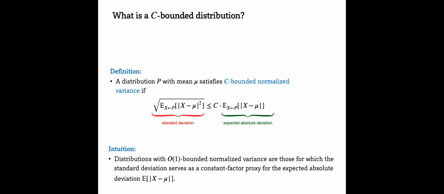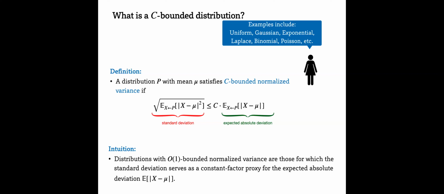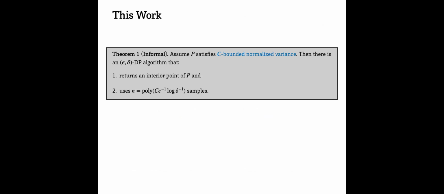In other words, a distribution is C-bounded if the standard deviation is a meaningful quantity of the distribution. So, not surprisingly, all distributions that we deal with day to day are C-bounded, and it's natural to think that probably most real-world distributions, including the messier ones that you encounter in reality, are C-bounded as well. So with that in mind, what we prove is that if your distribution is C-bounded, then finding a private interior point is actually a tractable problem.